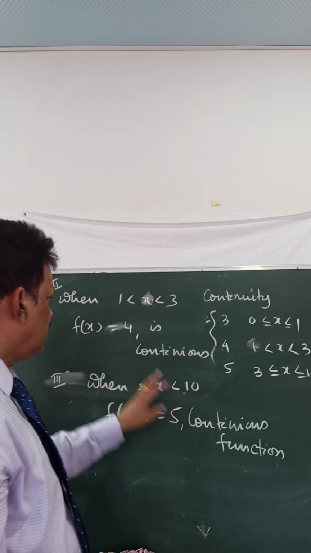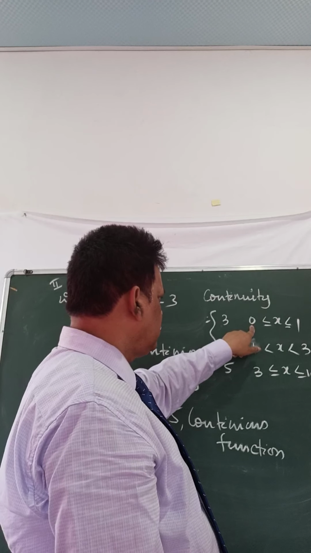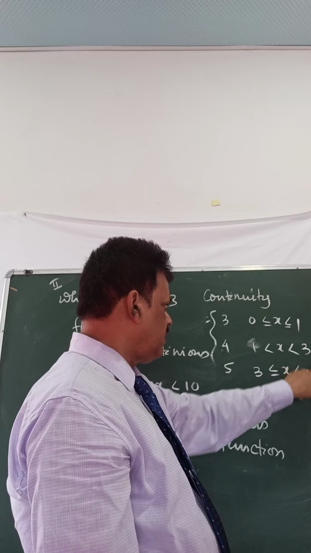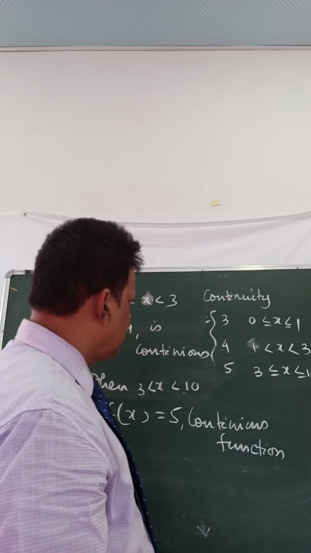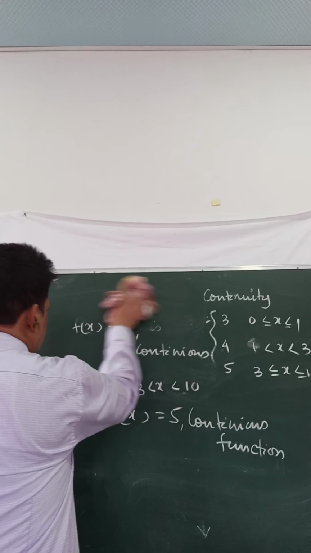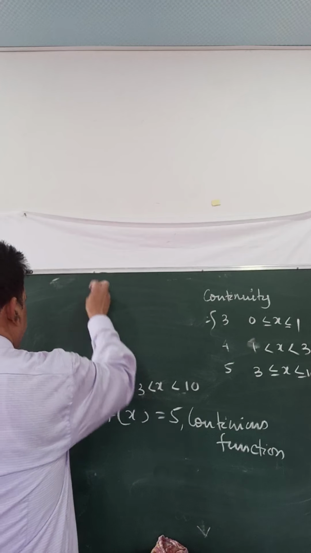Now we will discuss the continuity at a point. Which are the points? Now 0 is a point, 1 is a point, 3 is a point, 10 is a point. So let's see. Continuity at x equals, continuity at a point.